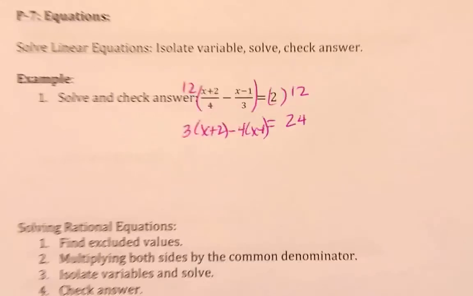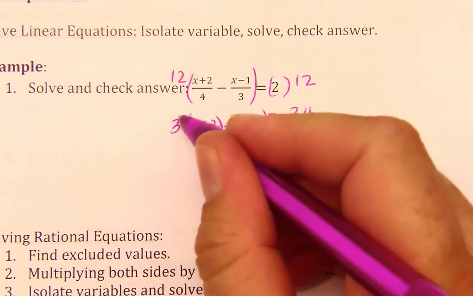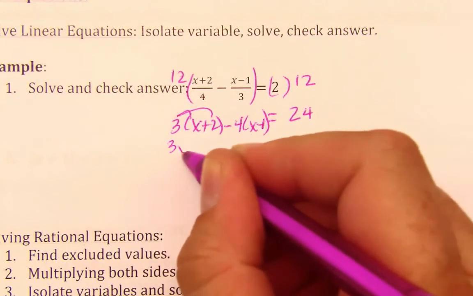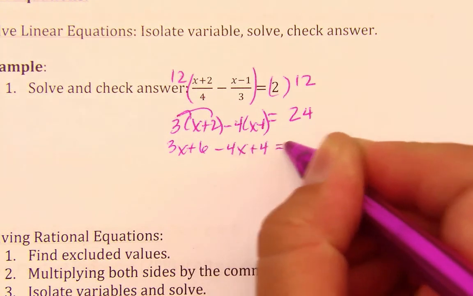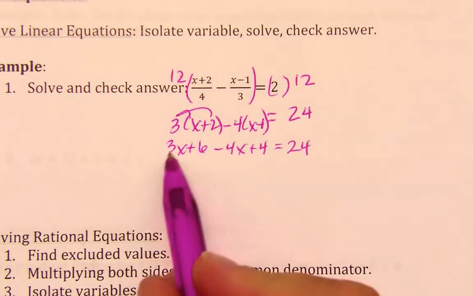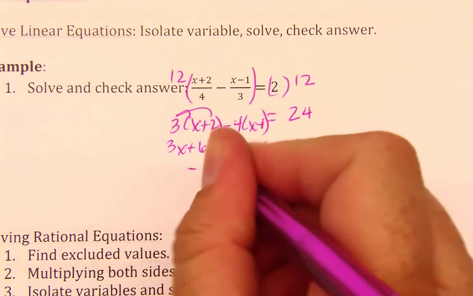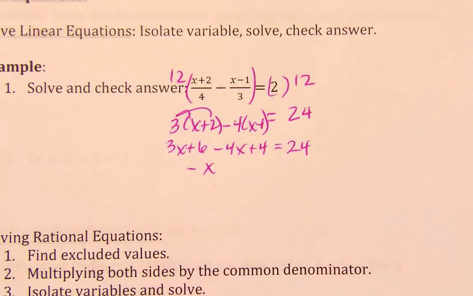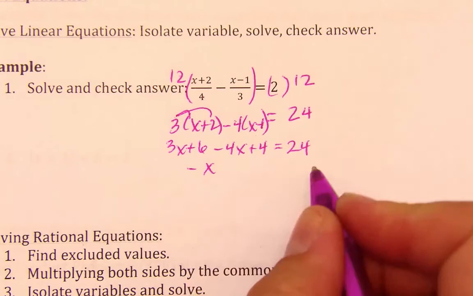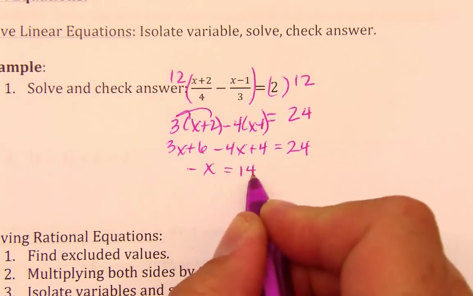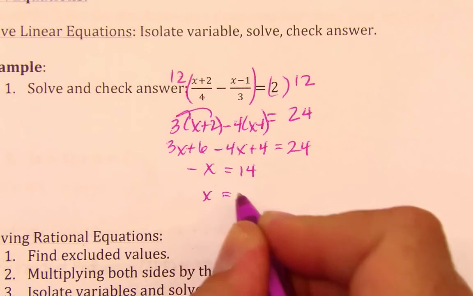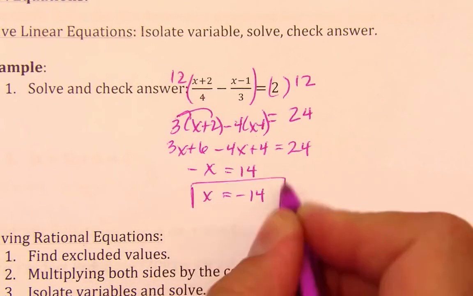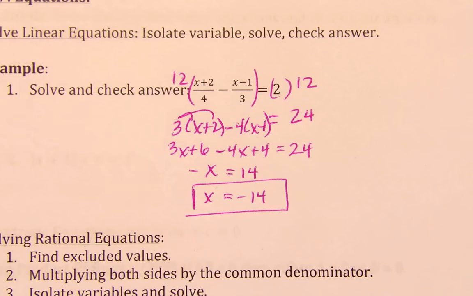And now what we can do is distribute those. And we have 3x + 6 - 4x + 4 = 24. Combining these here, we have negative x, and 6 plus 4 is 10. So subtracting 10 from both sides, this is equal to 14. If negative x is equal to 14, then x is equal to negative 14. And that's our answer.